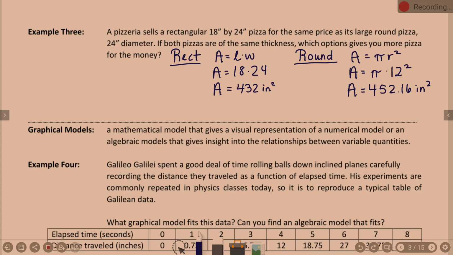Round pizza. Emily wants the round pizza because she is hungry and she wants as much pizza as she can get. Okay, we'll talk graphical tomorrow. You can look at the first few problems in homework, but I don't even think we're going to get through the notes tomorrow because we'll take some time learning the graphing aspects.